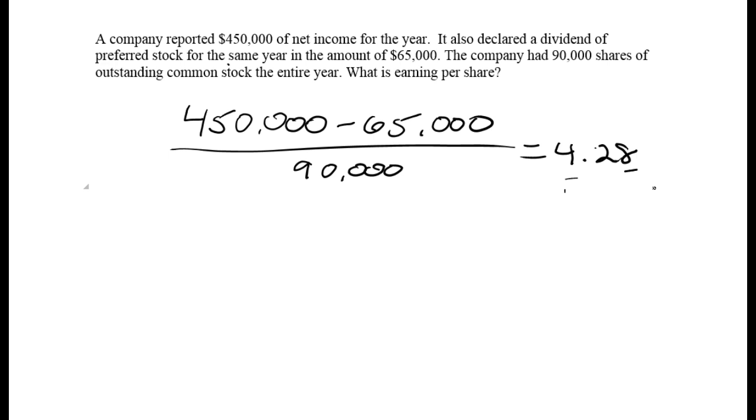Let's try another example. In this example, our company has $450,000 of net income, preferred dividends in the amount of $65,000 that were declared, and at the beginning of the year they have 90,000 shares outstanding. But 2 events changed this during the year. On April 30th, they sold 60,000 shares of common stock, and on October 31st, they purchased 36,000 for treasury. So what would earnings per share be given this set of facts?